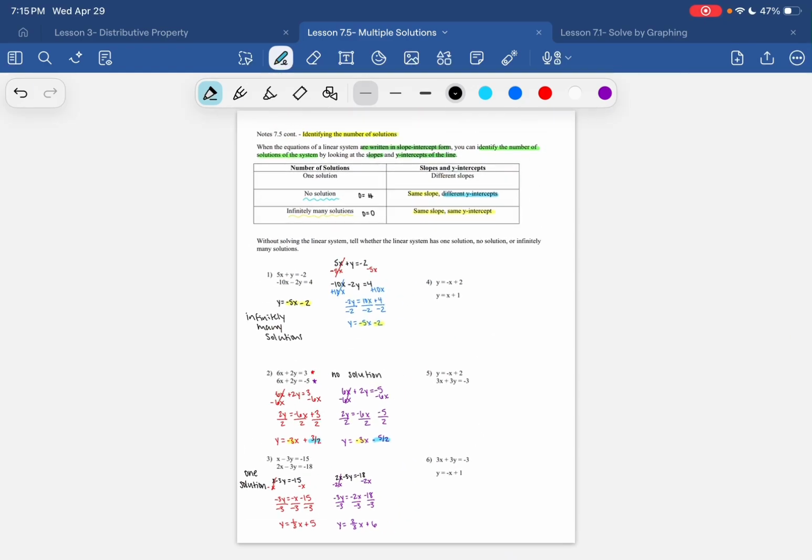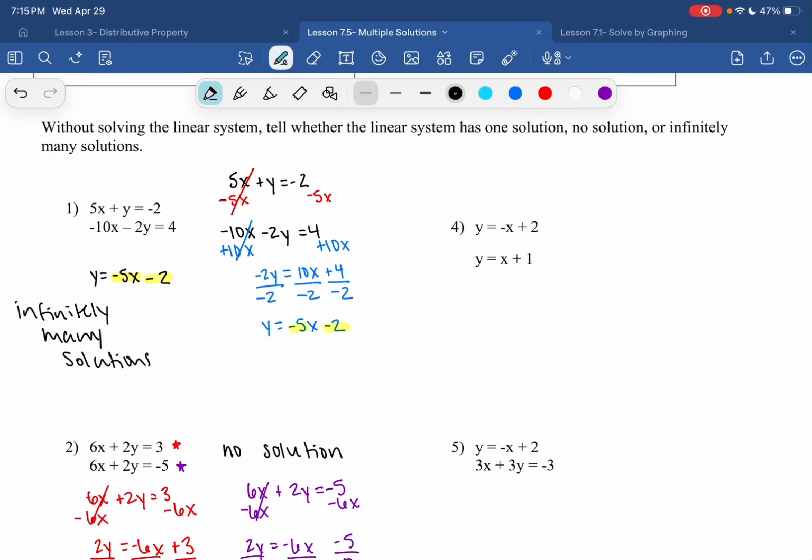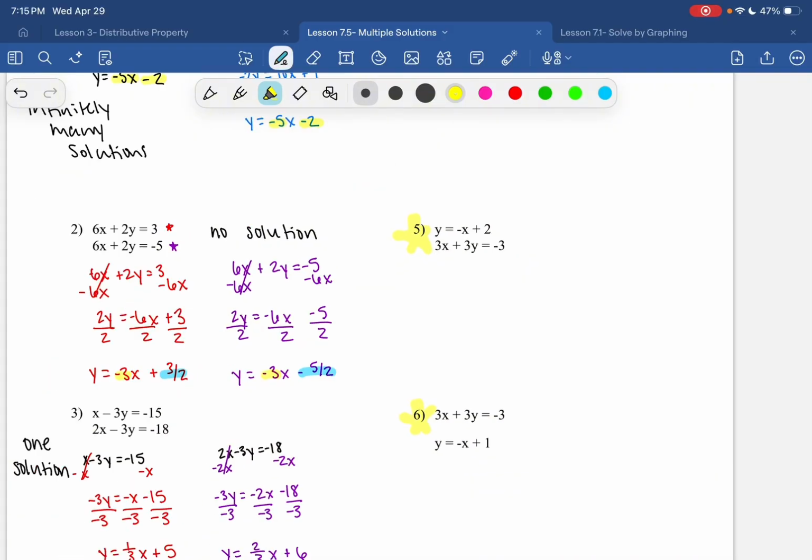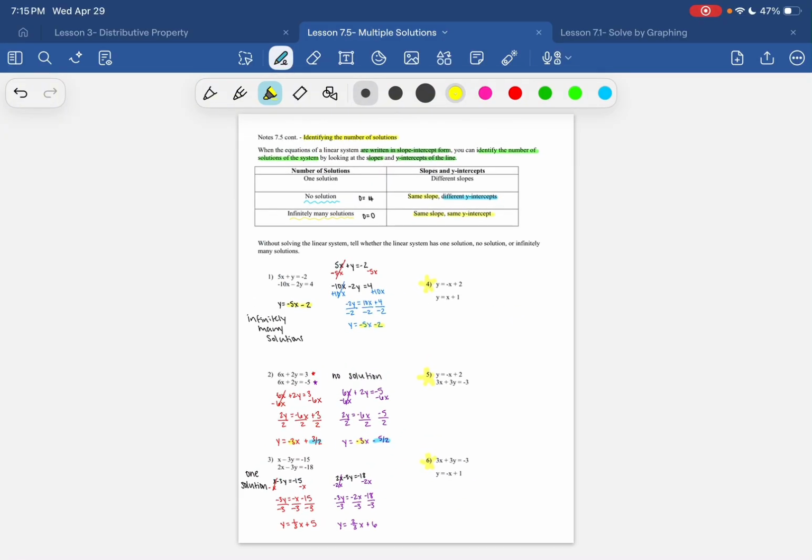Alrighty, I want you to do 4, 5, and 6 by yourself or with your group. And then you can check back in. You can check in with your group or you can check in with me. And this is the end. This is the last page of our lesson. So we are done with 7.1 through 7.5. We are done with the systems of equations unit.